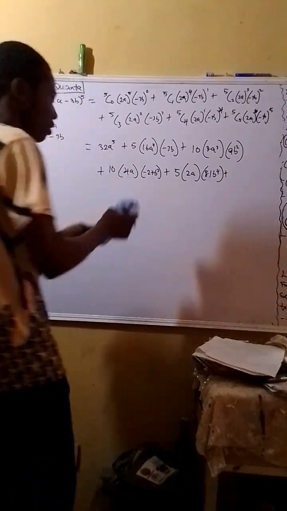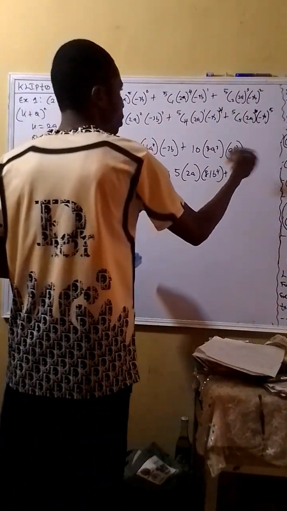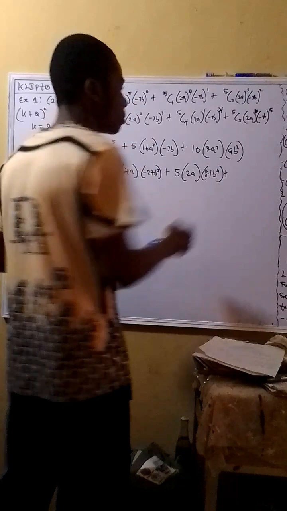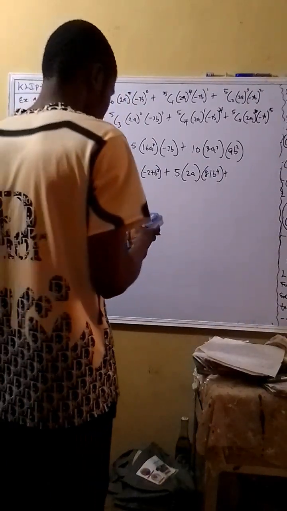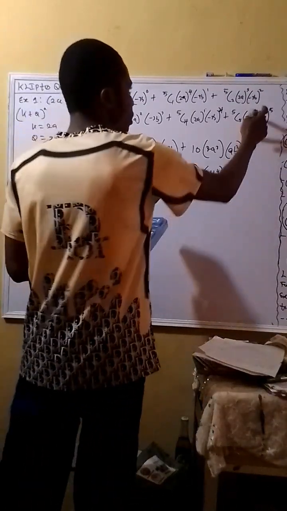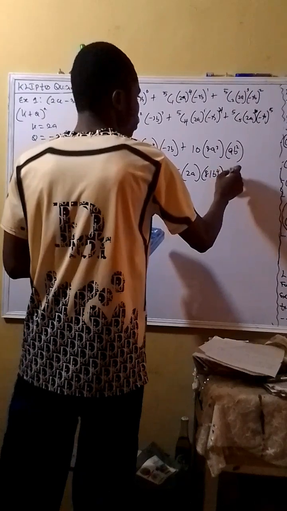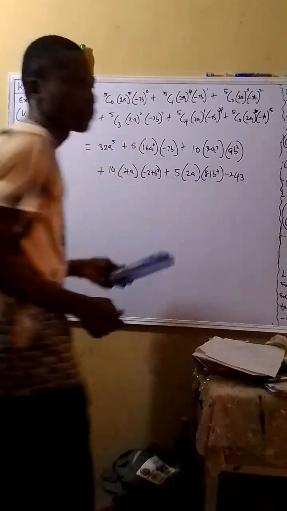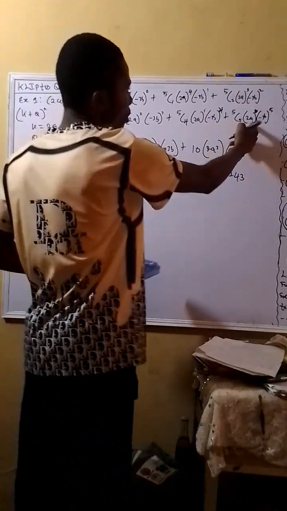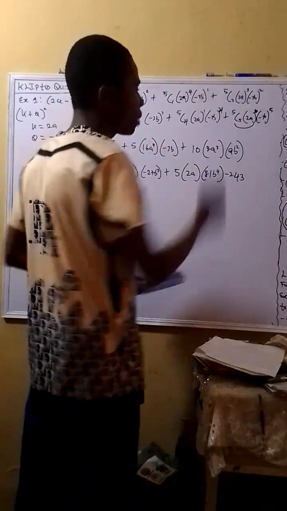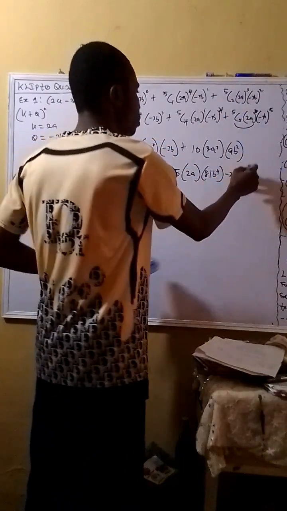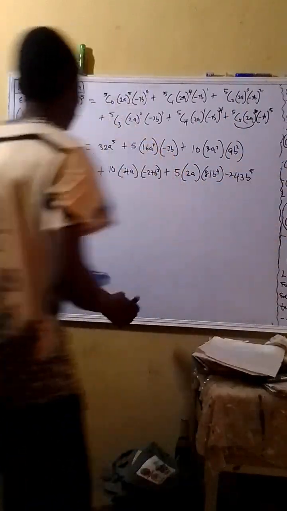Then plus 5 combination 5, so it gives us 1. Ignoring the 1, you are going to be having minus 3b raised power 5. So you have 2 raised power 5, you have 243. This will become minus 243. Because this becomes 1, this becomes 1 also, so they are all out of the game. So this becomes minus 243b raised power 5. Are you with me?